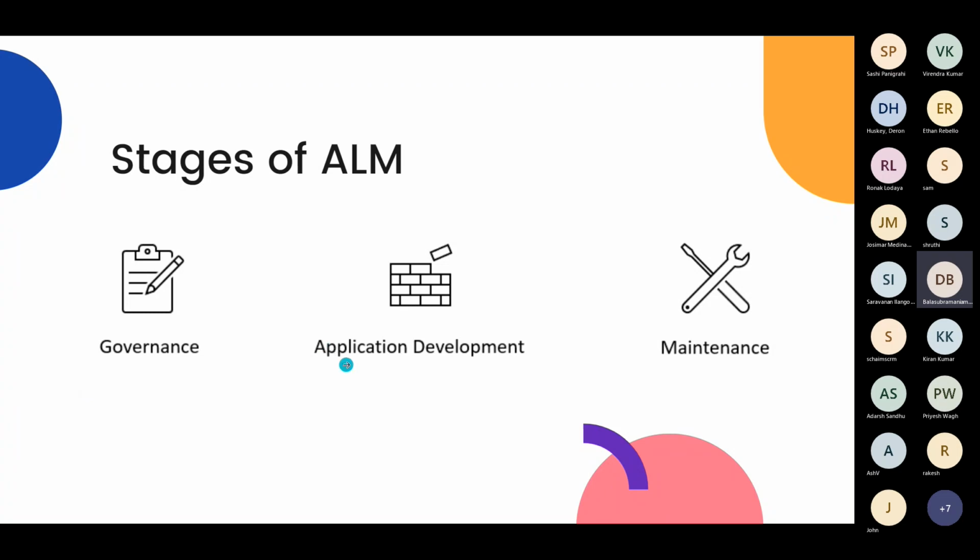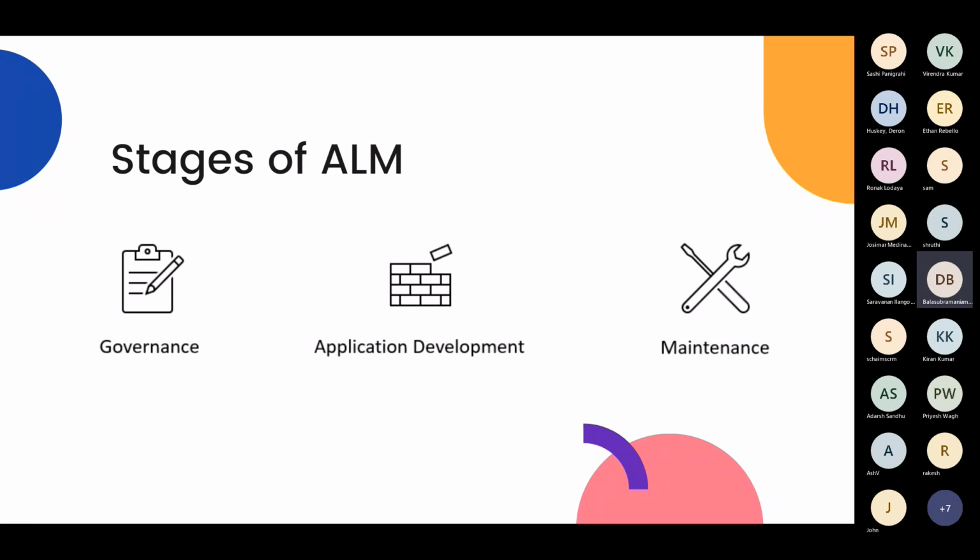Next, we have application development. This includes identifying the current problems, planning, design, building, and testing the application and its continuous improvement. This area includes the traditional developer and also the app maker roles. And next, we have maintenance as the third stage of ALM. This includes the deployment of the app and the maintenance of the optional and dependent technologies. Maintenance also includes the operation.